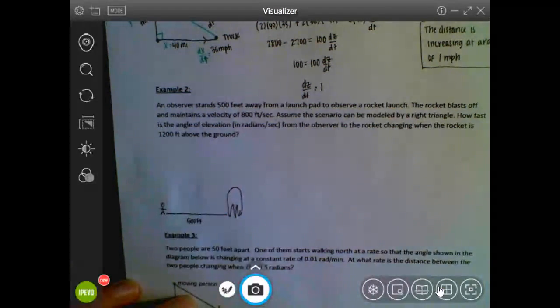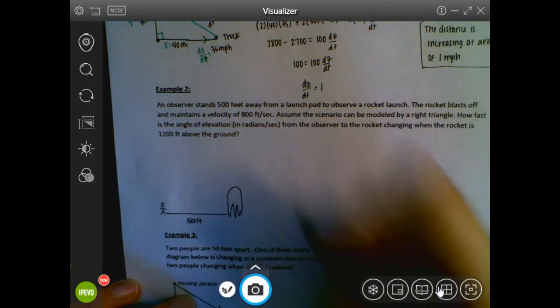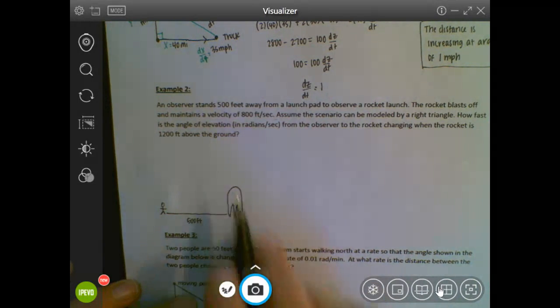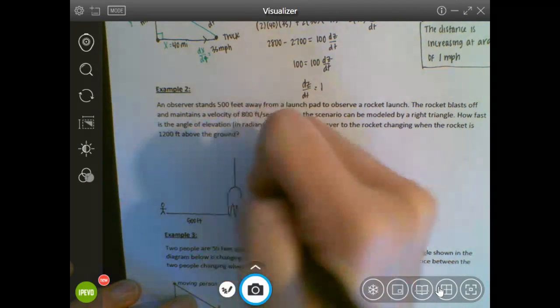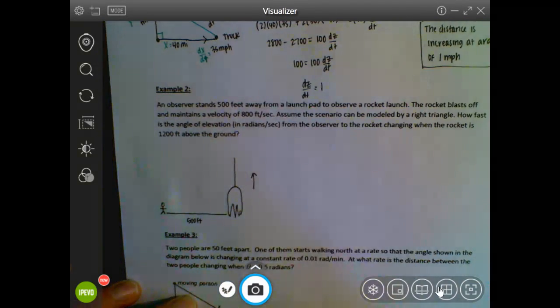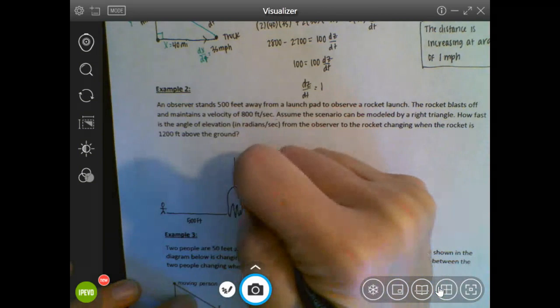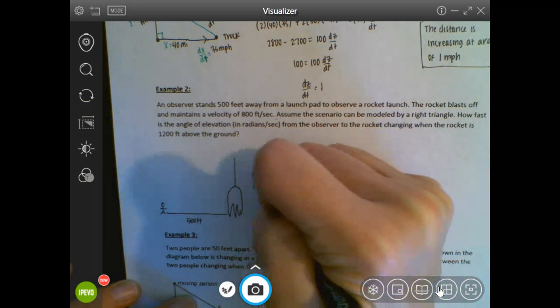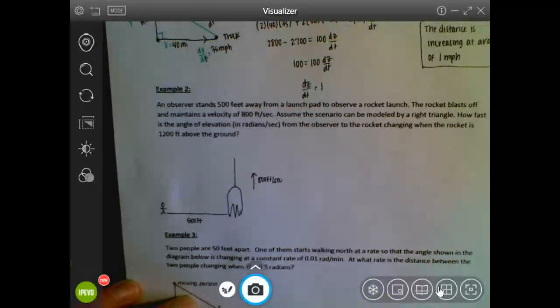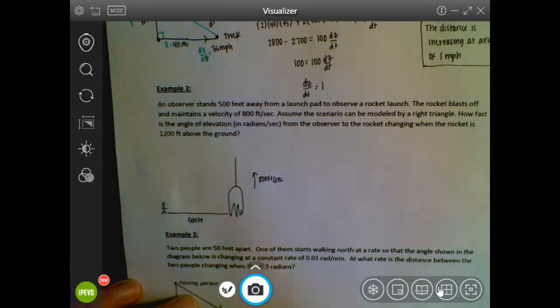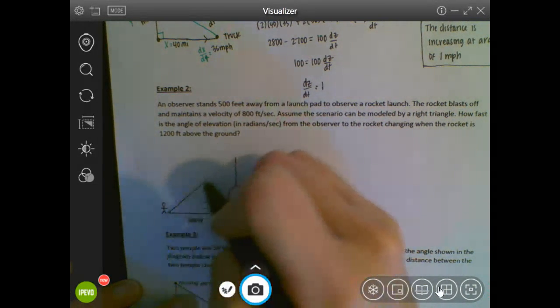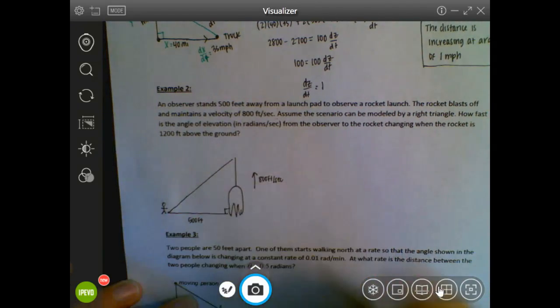The rocket blasts off and maintains a velocity of 800 feet per second. So the rocket is going to go straight up into the air. So I know that its movement is going upwards, and I know its velocity is 800 feet per second. And we can assume this scenario is going to be modeled by a right triangle. So I'm going to make this into a right triangle, put my right angle down here.